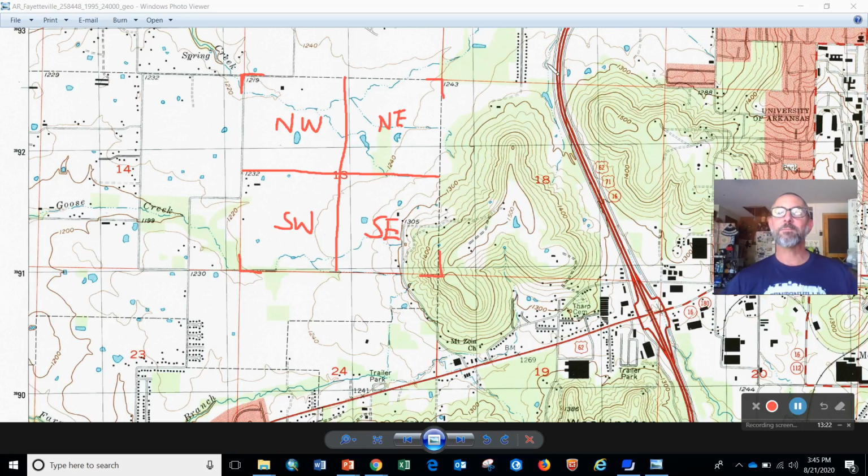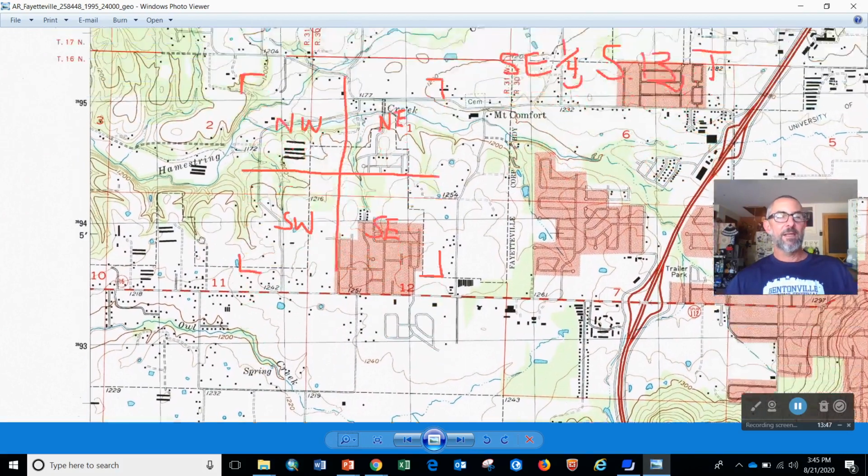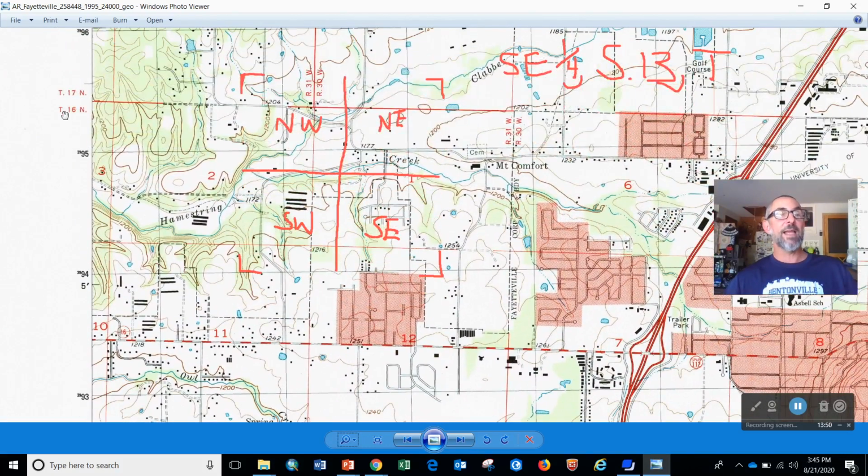So how do I write that? I say that it is in the southeast 1/4, comma, section 13, then comma, township whatever, range whatever. And to figure that out, we're going to have to kind of scoot the map around a little bit. I'm going to go up the map till I see a line. There's a boundary line. Township 16 north is below, to the south of that line. Township 17 north is to the north. So we're in Township 16 north.